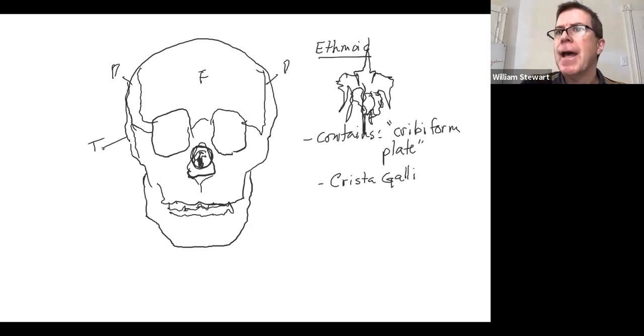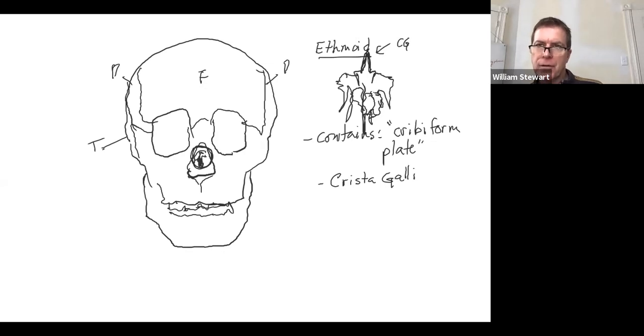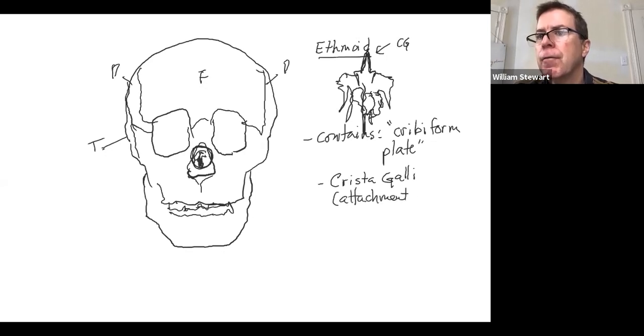This is an attachment up here. That's the crista galli, this pointy thing up at the top. That's an attachment for what's called the falx cerebri of the dura mater. So it's just an attachment for dura mater, which is the thick fibrous outer covering around the brain tissue.